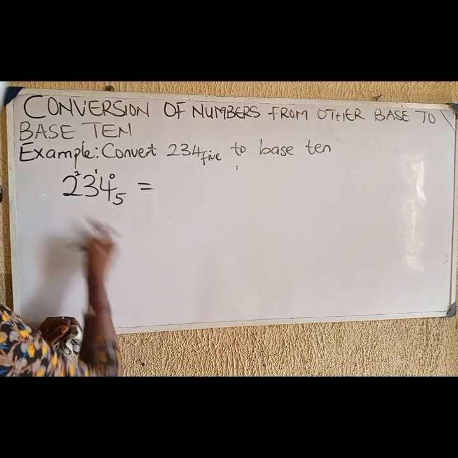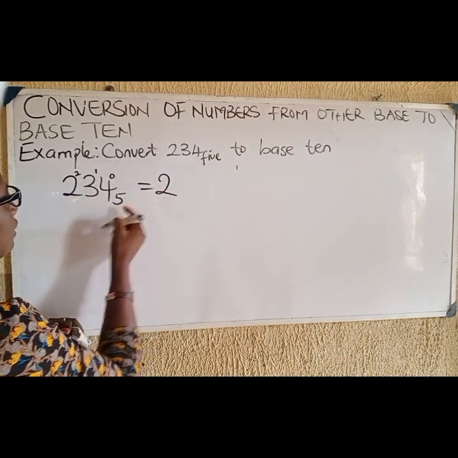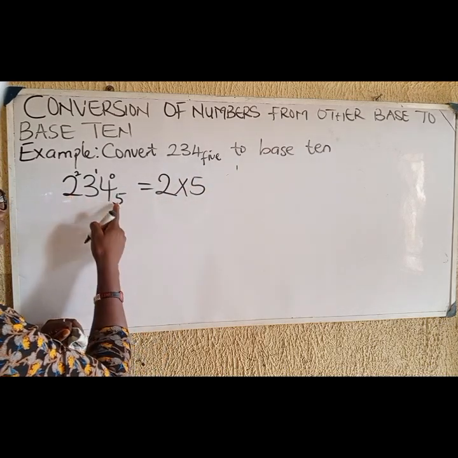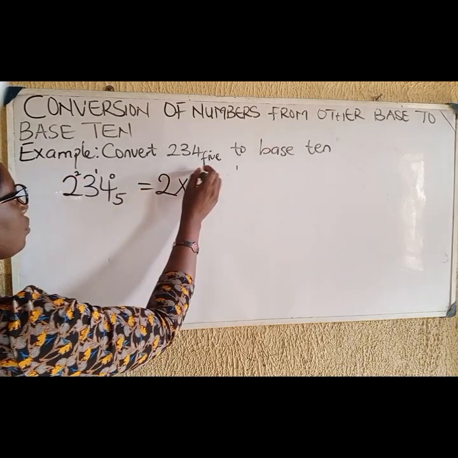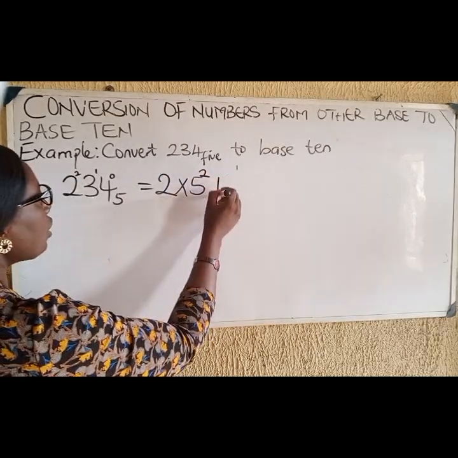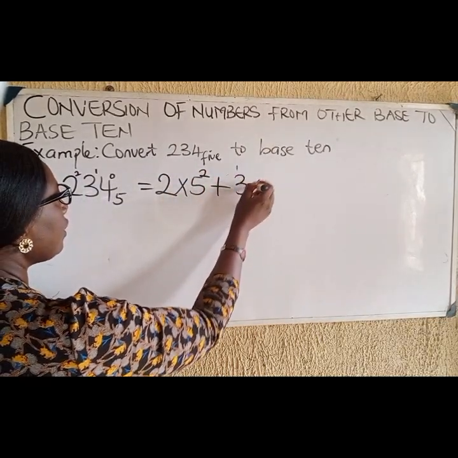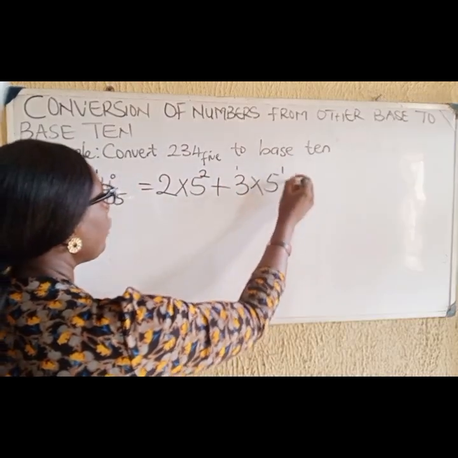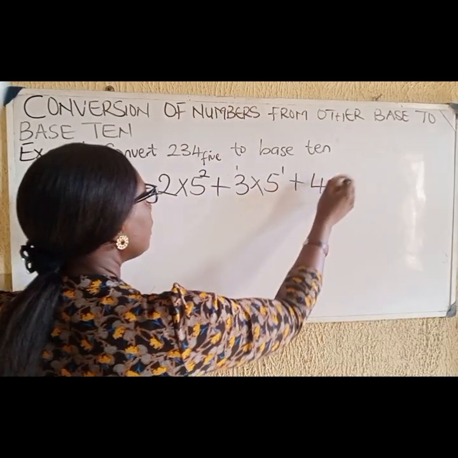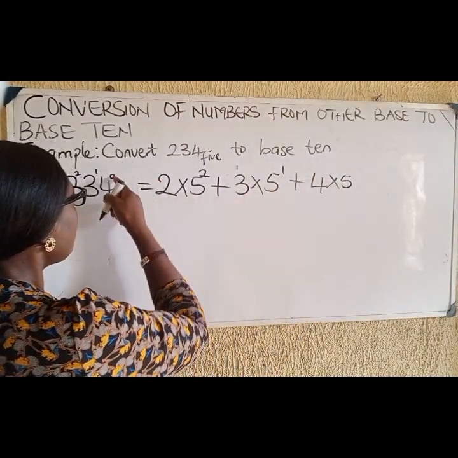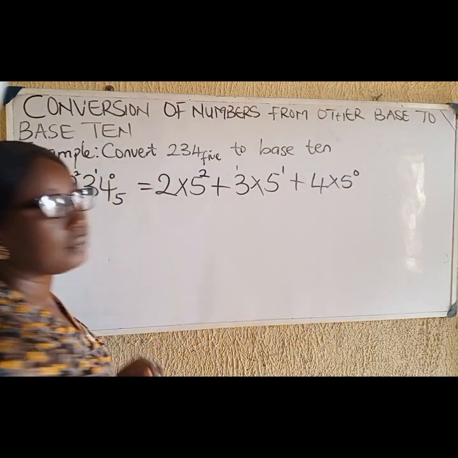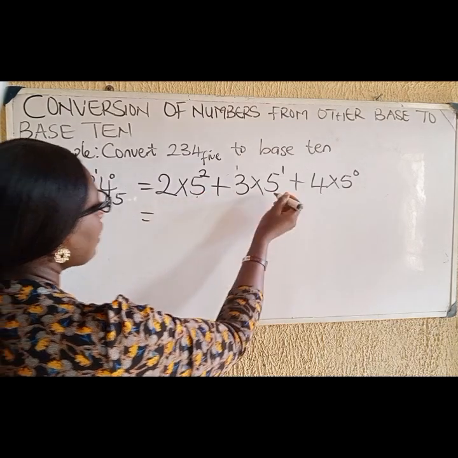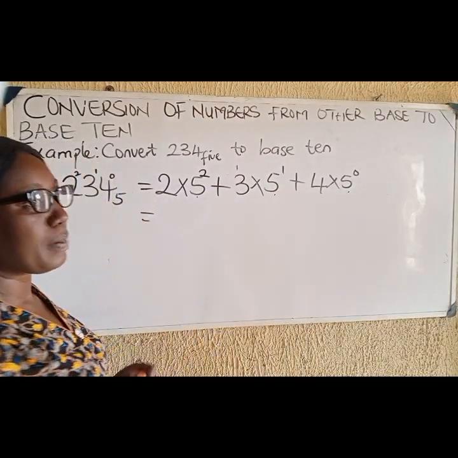Then I'll multiply. I'll say 2 times the base. The base is what? 5. 2 times the base raised to power 2, plus the next number, 3 times the base, which is 5, raised to power 1, plus 4 times the base, which is 5, raised to power 0. Are you following? Now, all these ones that have power, I have to expand.